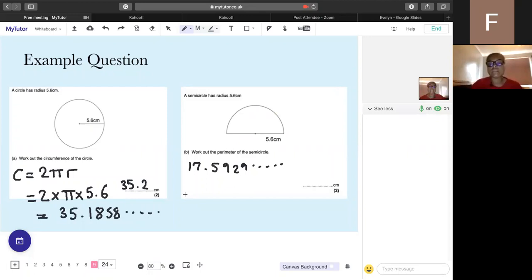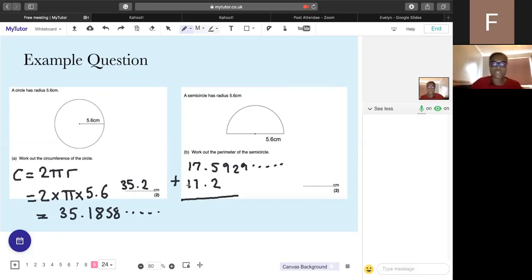And then the last thing that we want to do is work out how long this section is. Now remember, this section is just our diameter because it will be 2 radii. So it will be this radius, which is 5.6, plus this radius over here, which is also 5.6. So you can either add 5.6 twice, or you can multiply 5.6 by 2 and add it. So 5.6 multiplied by 2 is 11.2. And then all we want to do is add these two together.